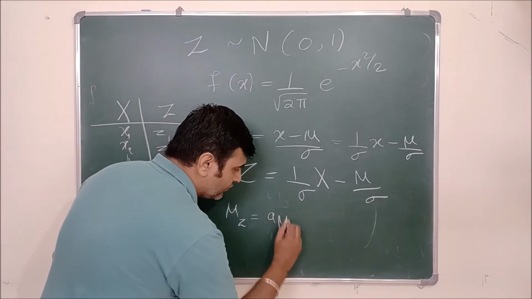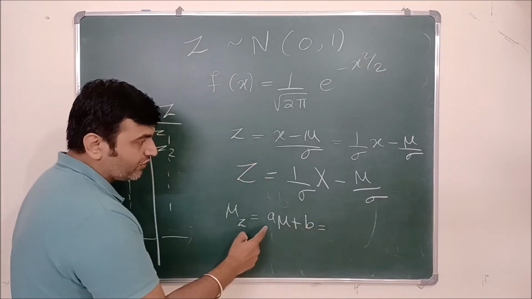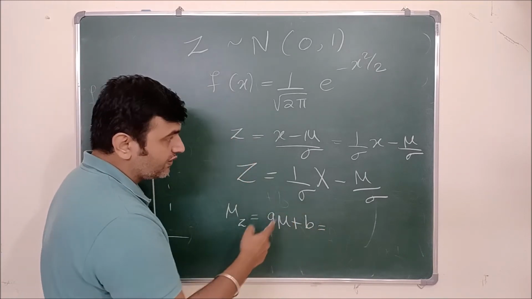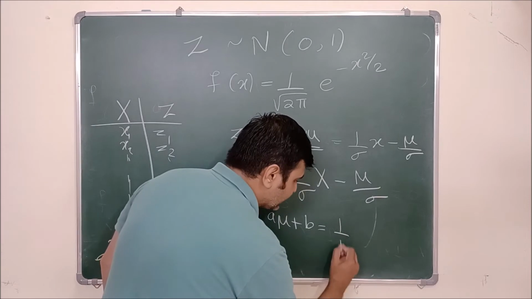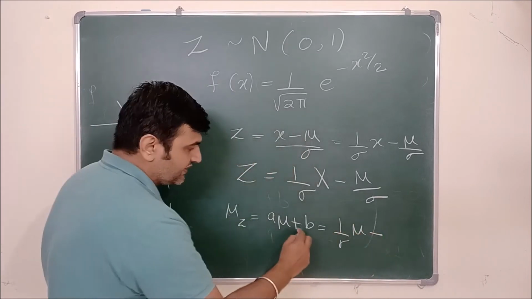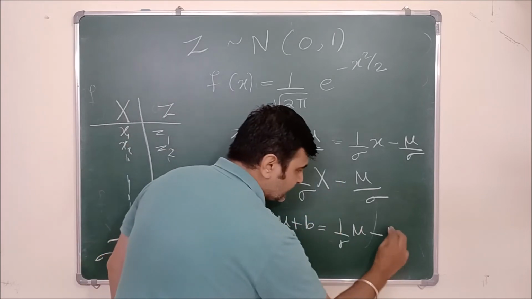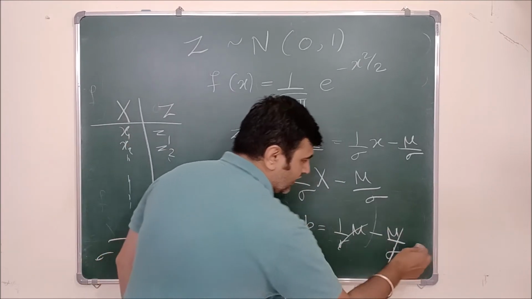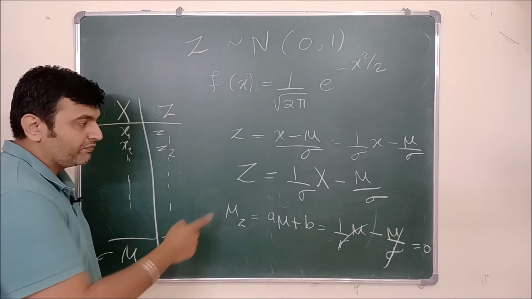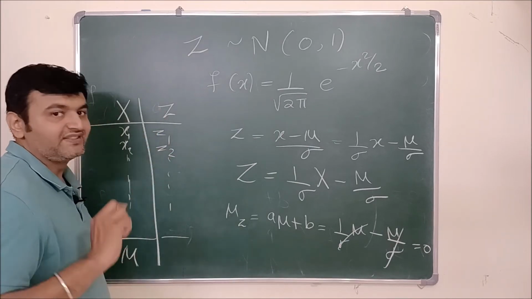It is a mu plus b. What is your a? Your a is nothing but 1 by sigma. So you get 1 by sigma times mu plus, what is your b? Minus mu by sigma. So plus into minus is minus, mu by sigma. Answer is 0. So mean of this distribution is 0.